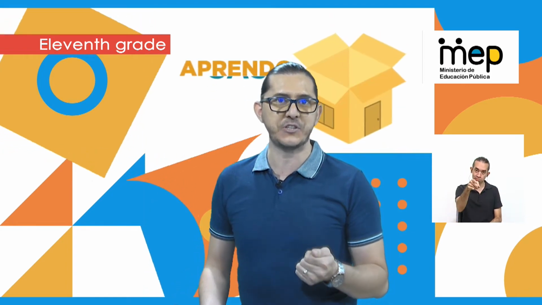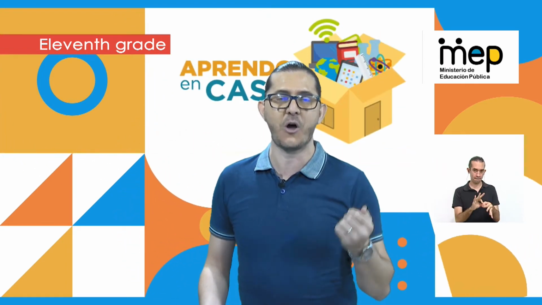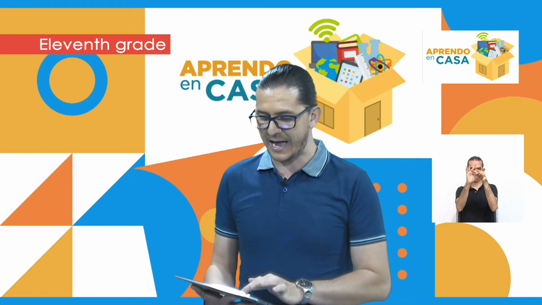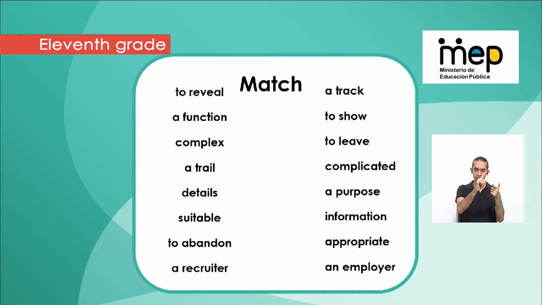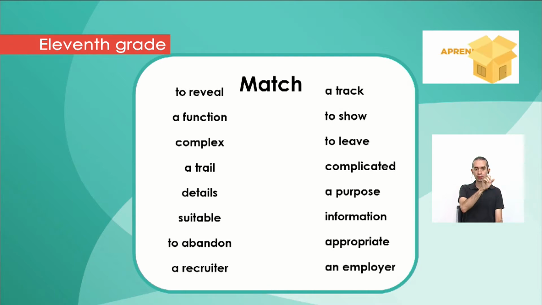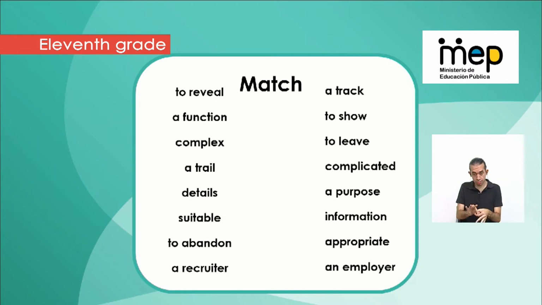You're going to do a matching exercise. You need to match each of the words on the left to the definition or the synonym, to the right. Let's look at the matching that I have for you. So you see that to the left we have the words to reveal, a function, complex, a trail, details, suitable, to abandon, a recruiter. And to the right, we have words that mean almost the same. Can you match the different words? I hope at home you're actually doing that in your notebook or in the piece of paper you chose for today. Okay? Let's do the first one together.